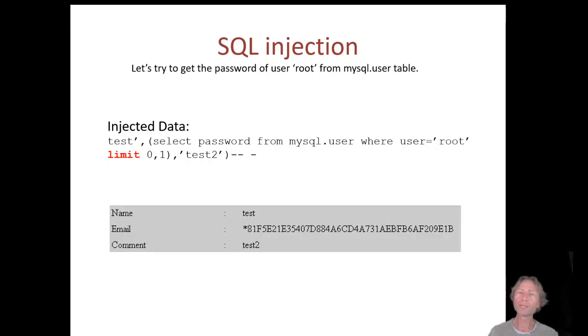So if we do this, we obtain the value of the root password, or maybe this is the hash of the root password, in the email field. And if this is reflected back to us on the website, that's fantastic. We actually just obtained our major victory.